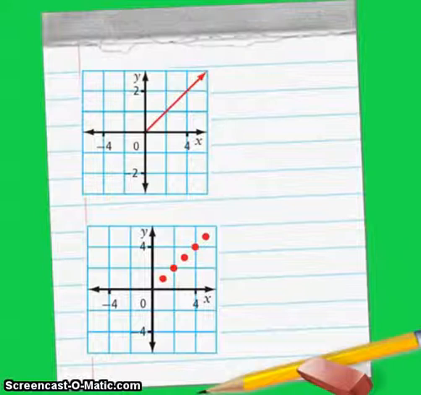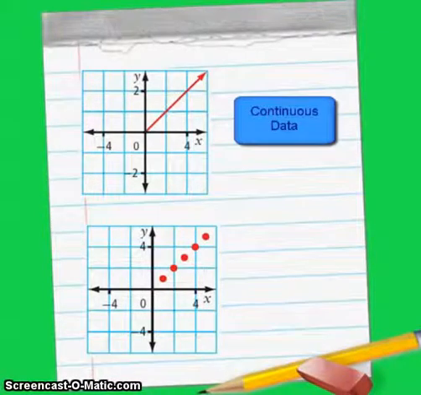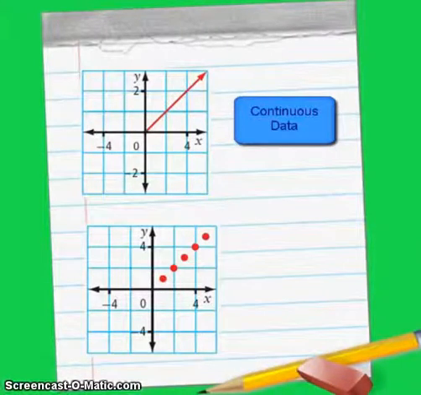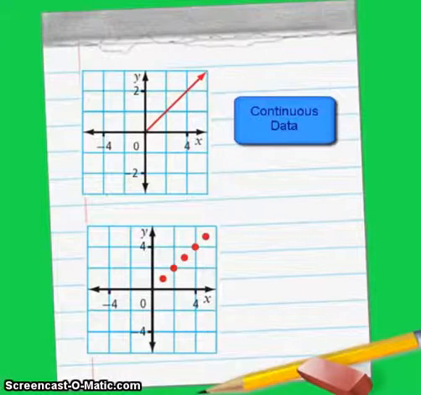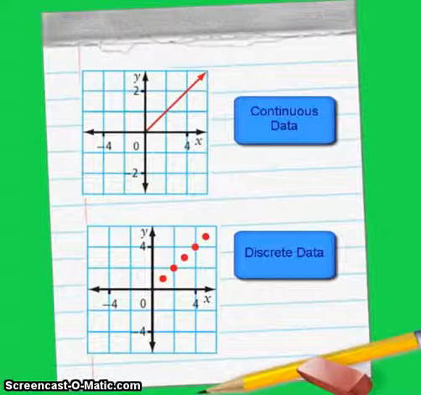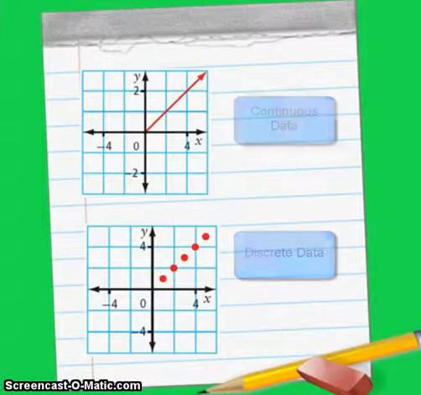Graphs can be used to display two types of data: continuous and discrete. A graph of continuous data is represented by a solid line or curve to indicate that all the data values on a graph satisfy the conditions of the problem. A graph of discrete data is represented by isolated points on a graph that are not connected to indicate that data values between the points do not satisfy the conditions of the problem.